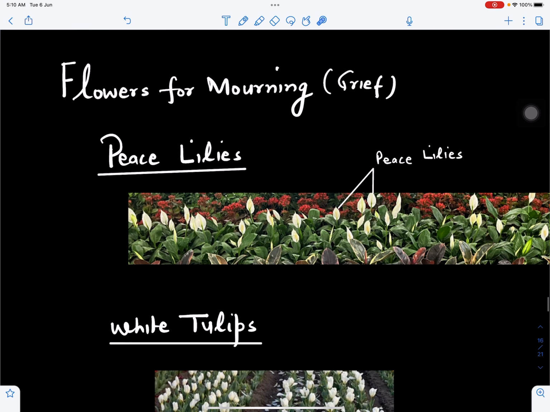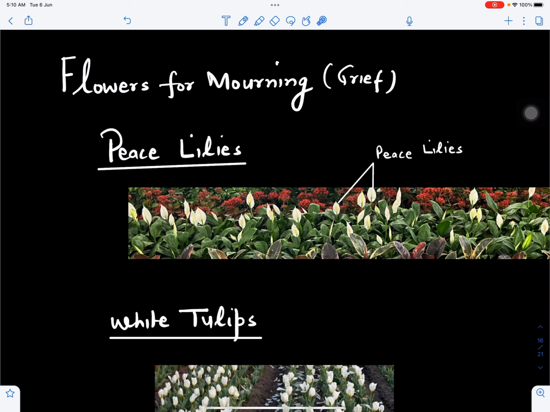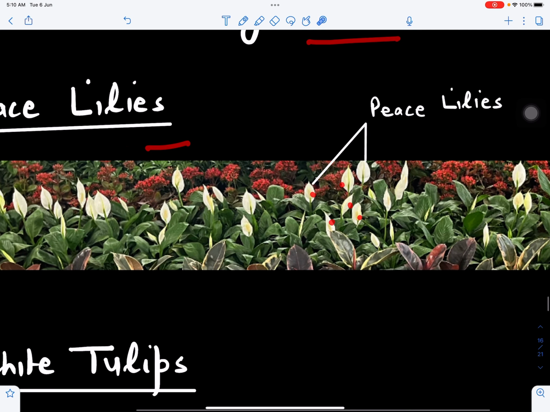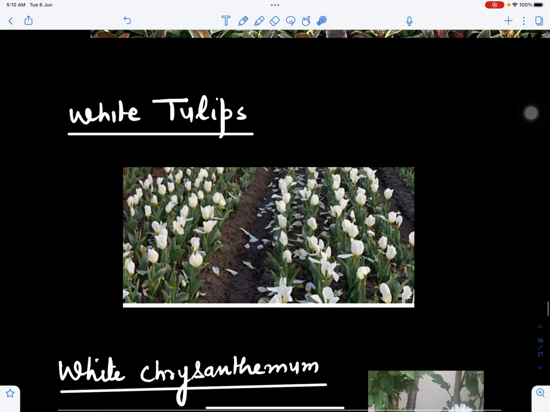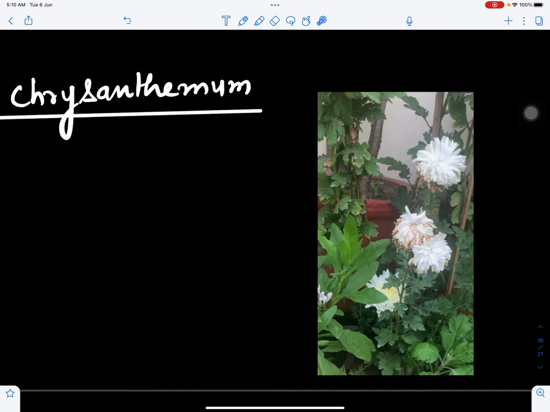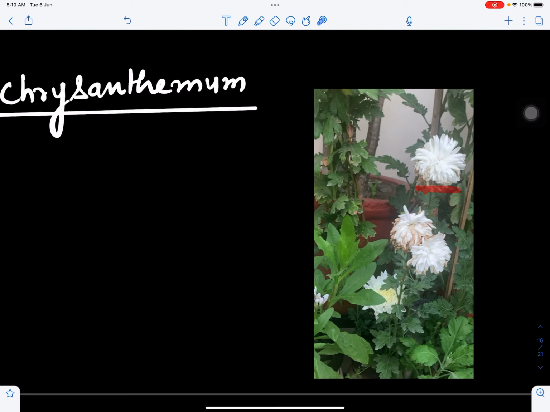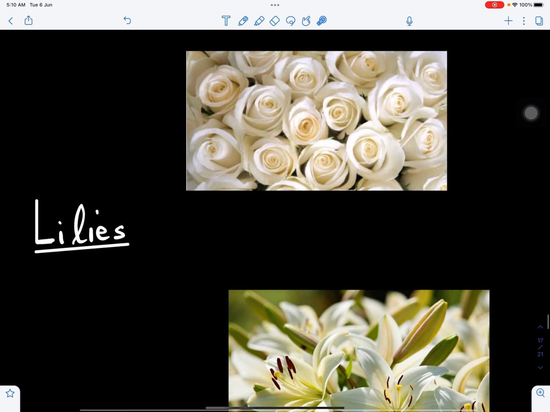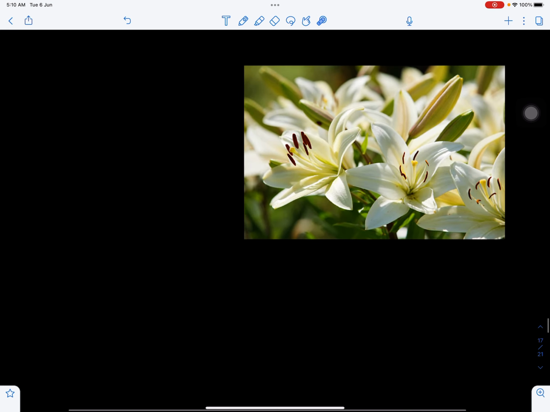Then flowers which are used for mourning or grief. All the white flowers we can use. Any flower which is white in color we can use for mourning or grief. Peace lilies, we can see here. These are the peace lilies. Then tulips which are white in color we can use for mourning or grief. Then white chrysanthemum. White roses we can use. White lilies we can use. So any flower which is white in color we can use for decoration in mourning and grief.